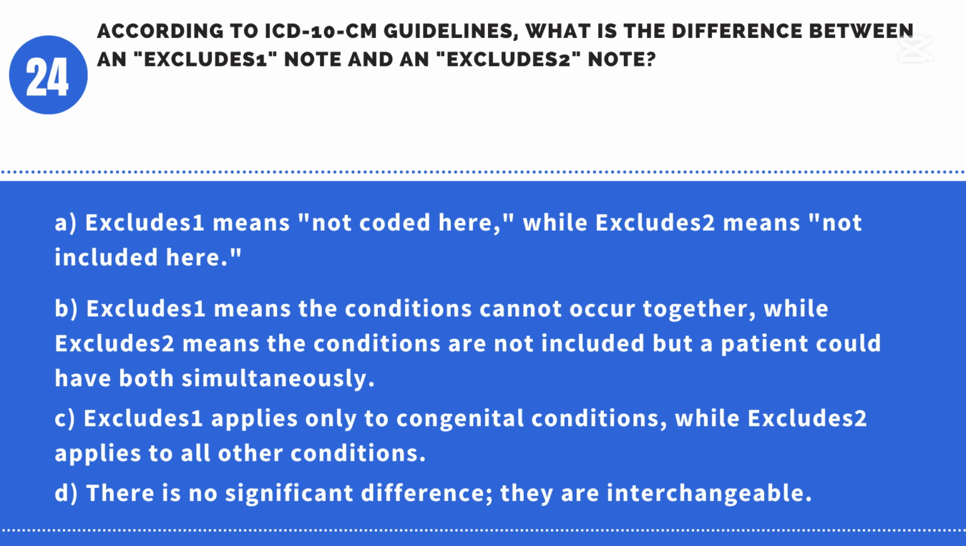Question 24. According to ICD-10-CM guidelines, what is the difference between an excludes one note and an excludes two note? A. Excludes one means not coded here, while excludes two means not included here. B. Excludes one means the conditions cannot occur together, while excludes two means the conditions are not included but a patient could have both simultaneously. C. Excludes one applies only to congenital conditions, while excludes two applies to all other conditions. D. There is no significant difference, they are interchangeable.